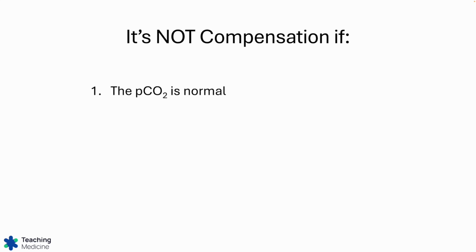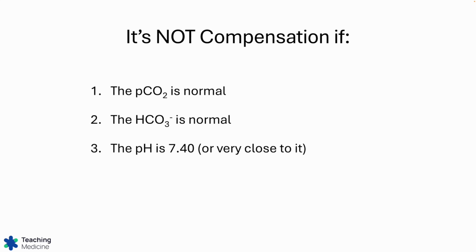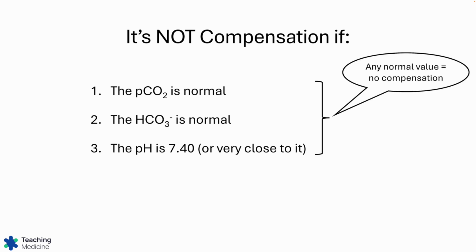It is not compensation if the PCO2 is normal, because that would mean there's no respiratory process. If the bicarb is normal, there's no compensation because the bicarb is not doing anything. And if the pH is very close to normal, 7.39, 7.40, 7.41, if any of these values are normal, you do not have compensation. So this is a little shortcut. You can just take a look. If any one of the three values in the blood gas is normal, you do not have compensation.